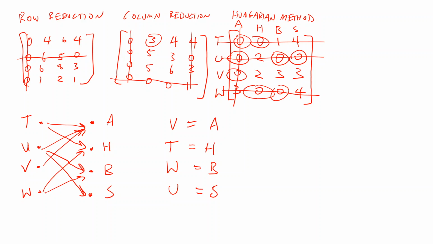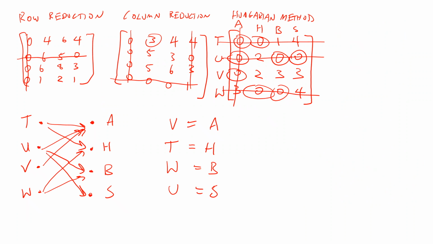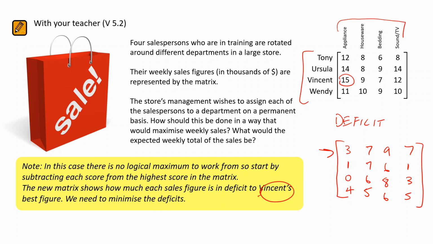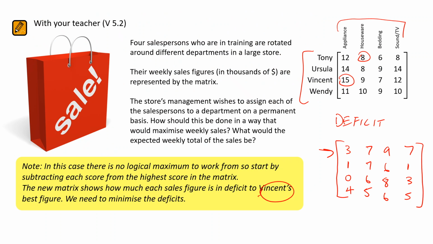Alright, and if we go back now, so Vincent's in appliances, so 15 for him. Tony was in housewares, 8. And Wendy is in bedding, which leaves Ursula sound in TV. Okay, so we can just go then.